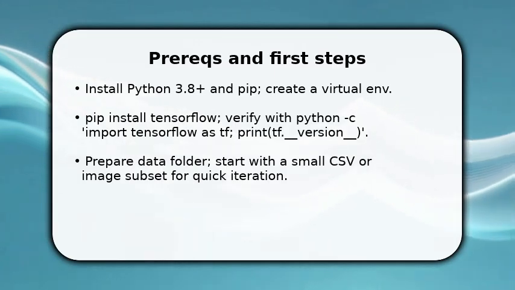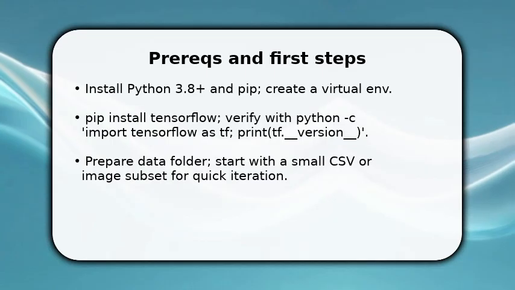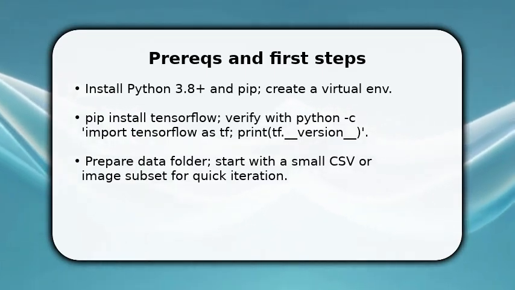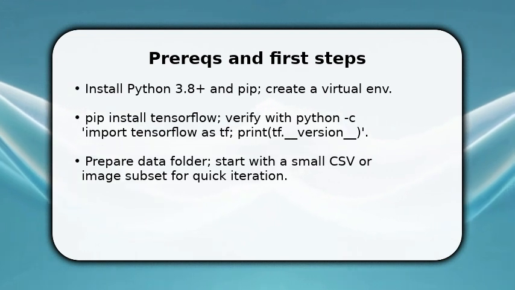Make sure to place a small sample dataset in a clear folder. Using a tiny CSV or subset of images speeds up iterations and helps you confirm the training loop before scaling.